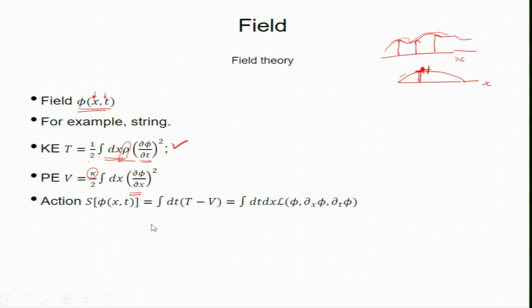Now, we can define action, similar to what we do for particles. So, action, which is a function of phi of x t, is the integral of t minus v, where t is kinetic energy and v is potential energy, and now there is a dt, right. Of course this goes from t1 to t2. Now, t and v are functions which are already integrals. So, I get dt and dx and these are the functions. Okay.